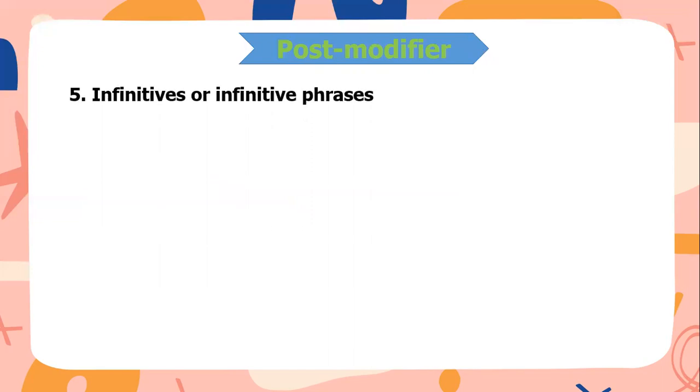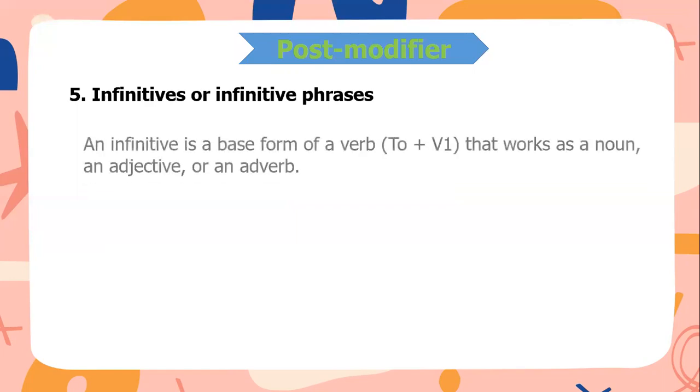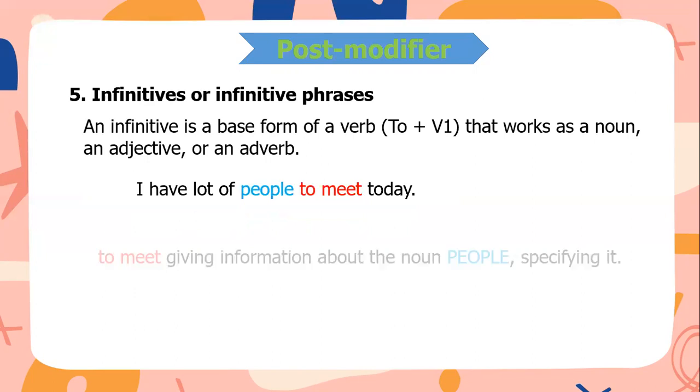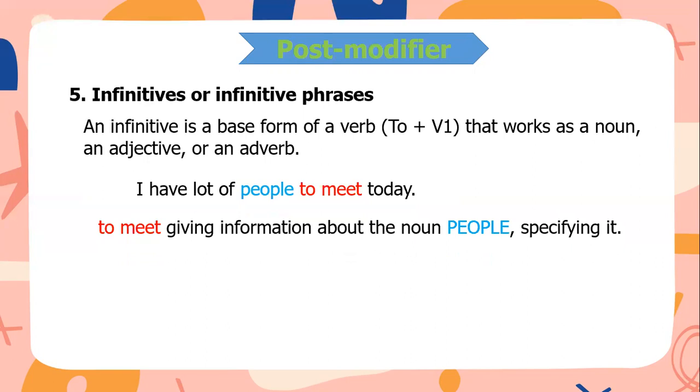Next is the infinitives, or infinitive cases. An infinitive is a base form of a verb that works as a noun, an adjective, or an adverb. Let me show you an example. I have a lot of people to meet today. To meet is an infinitive giving information about the noun people, specifying it.